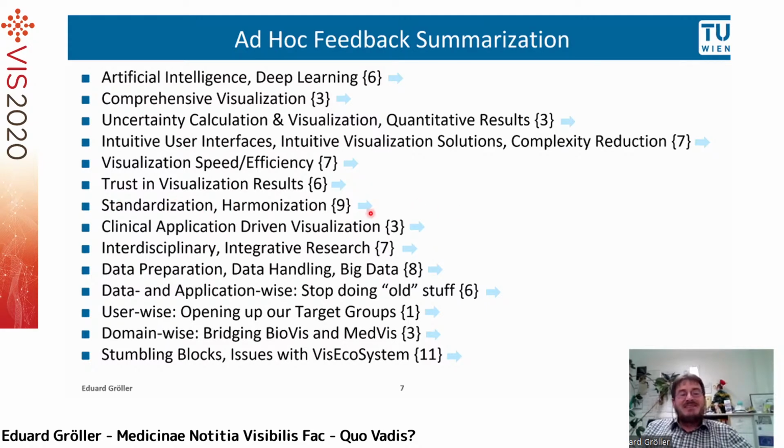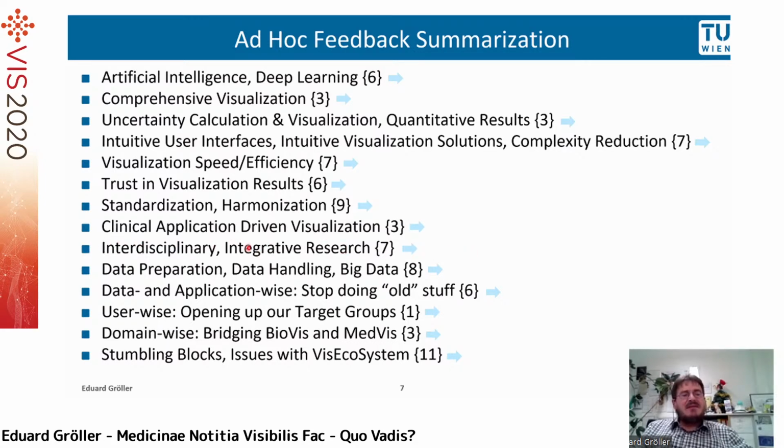Another topic is standardization. That has been mentioned quite often by the domain experts. And I remember 30 years ago in computer graphics, you had papers on standardization. Nowadays, you don't see it in our area. But DICOM, for example, is already 40 years old. We would need a new data format, new standardization, if you also think of electronic health records. And then clinical application-driven visualization is mentioned. So to counter, I have a solution, what is your problem?